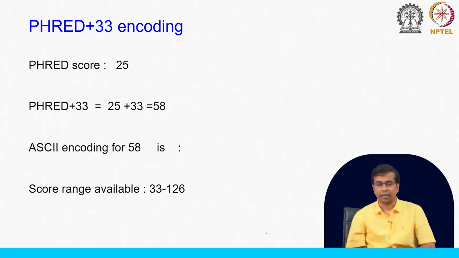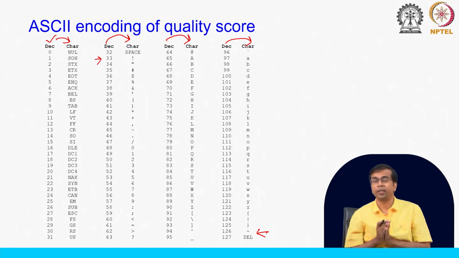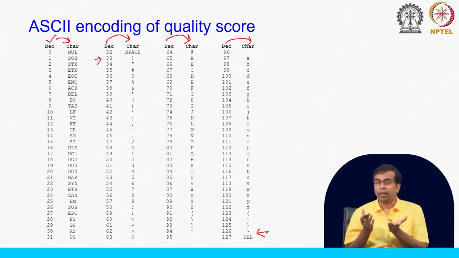The score range that is available, as I mentioned, is between 33 and 126. Okay. So, if your quality score from the machine is 0, your Phred plus 33 value would be 0 plus 33, which is 33. So, the encoding would be this exclamation mark, right. Similarly, you can calculate for each quality score what the Phred plus 33 value would be and then you can use the corresponding encoding. Okay.